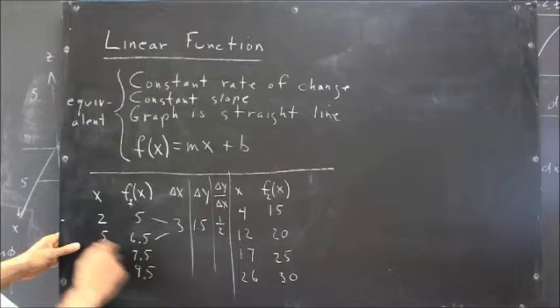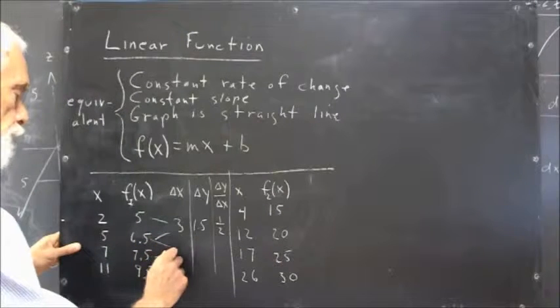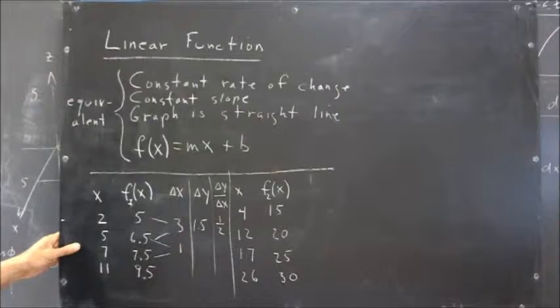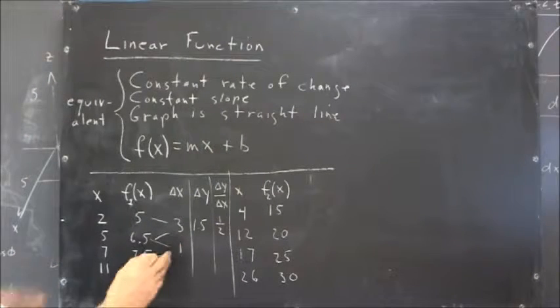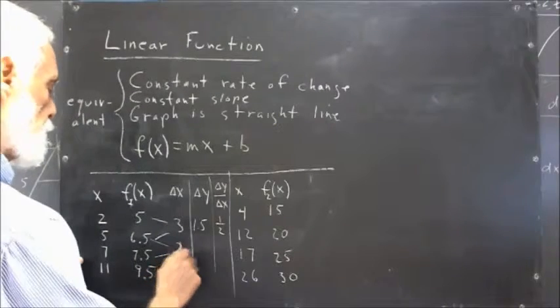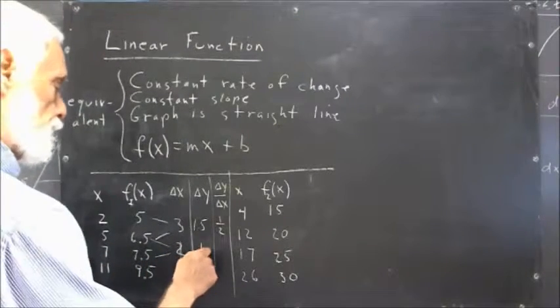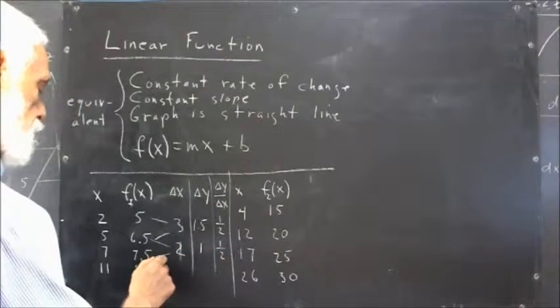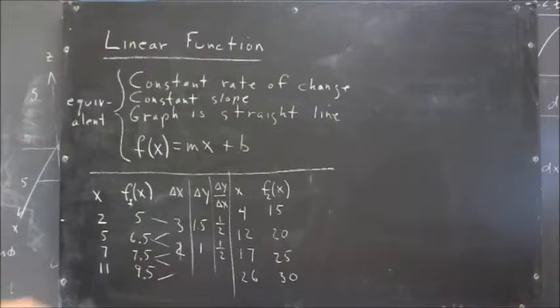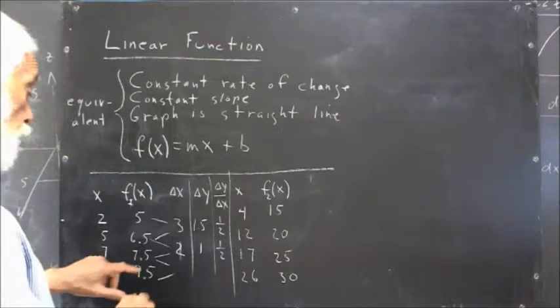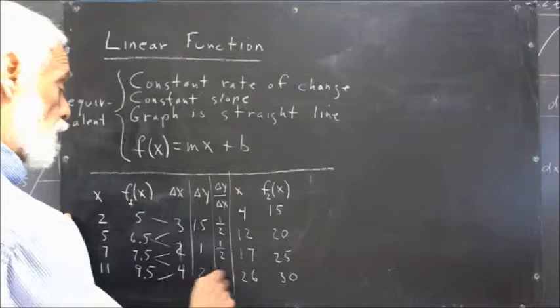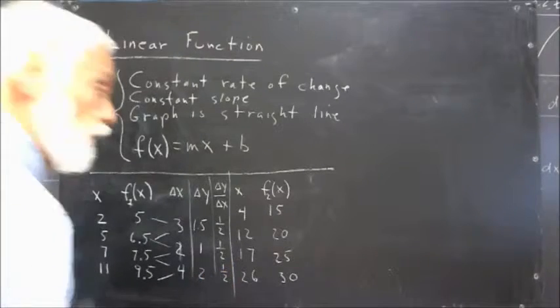Okay, now between 6.5 and 7.5, the change in x is only 2, and the change in y is 1. So if you divide the change in y by the change in x, you get 1/2. Between x equals 7 and 11, you have a change of 2 in y and a change of 4 in x, so the change in x is 4, the change in y is 2, and the slope is again 1/2.